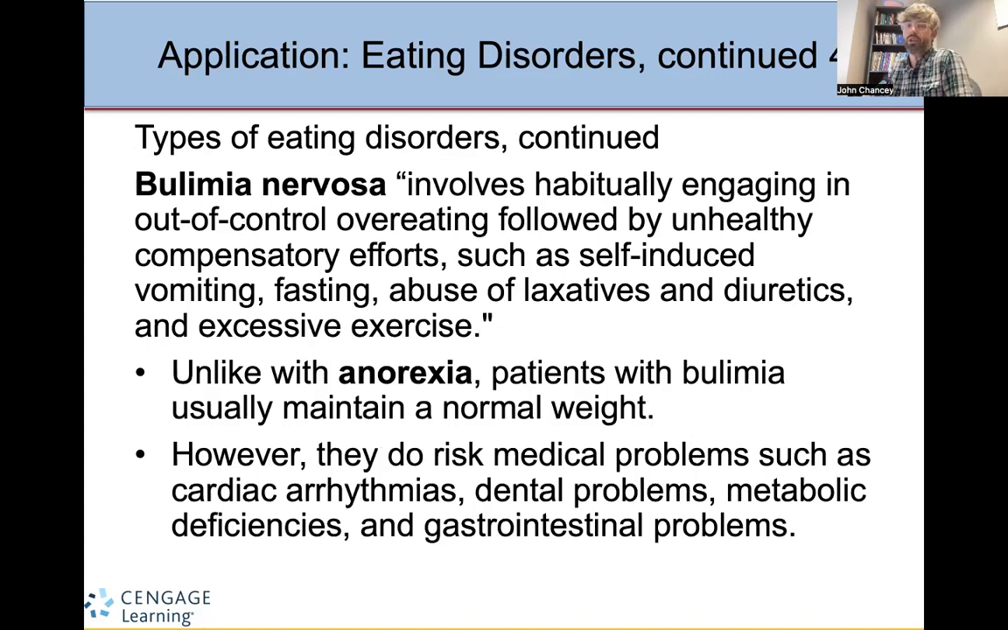Bulimia nervosa, as I mentioned earlier: anorexia, you can physically see it. Bulimia, not so much. These individuals will eat, maybe compulsively eat and overeat, but then afterwards they will purge. They will force themselves to get rid of that food. Maybe it's fasting, vomiting, laxatives, diuretics, excessive exercise, or some combination of these. Usually these people are maintaining a normal weight, so again, it's kind of hard to see. They do present medical risks, but maybe it's a little harder to catch those because it's just not so apparent like it is with people with anorexia.